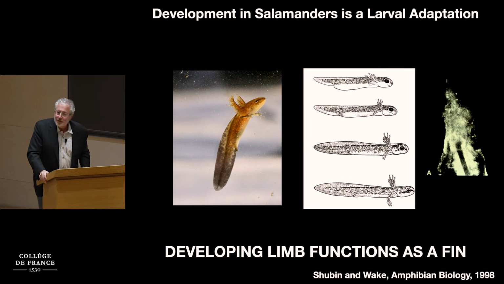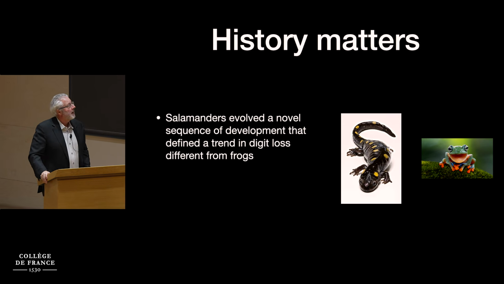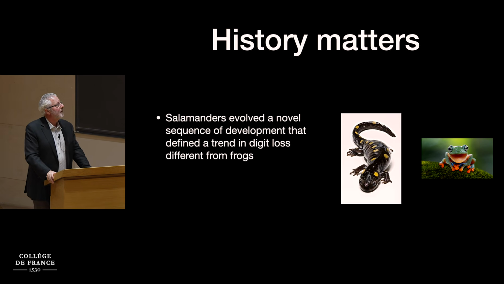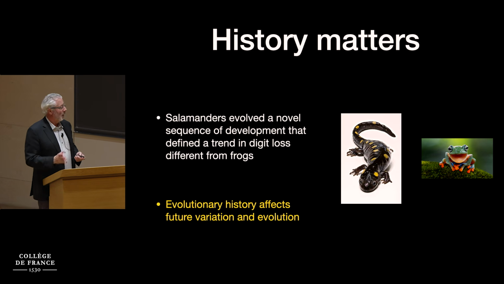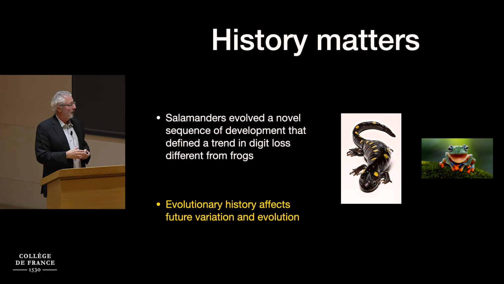So what's the lesson of this part? In fact, what's the lesson of the whole thing? What's the lesson of all 4 lectures? History matters. Salamanders evolved a novel sequence of development that defined a new trend in digit loss that's different from frogs. Actually, it's different from other creatures with appendages. Evolutionary history affects future variation and evolution.